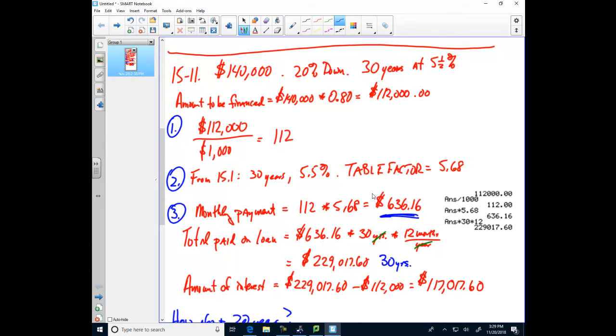Problem 15.12. If in problem 15.11 the interest rate rises to 7.5%, what's the difference in the interest cost? So I'll assign that for homework. And that's another thing you'll discover: a point or two of interest costs you a lot of money.